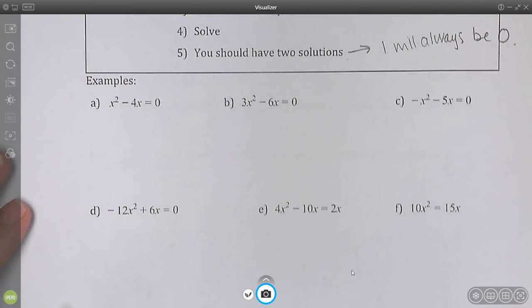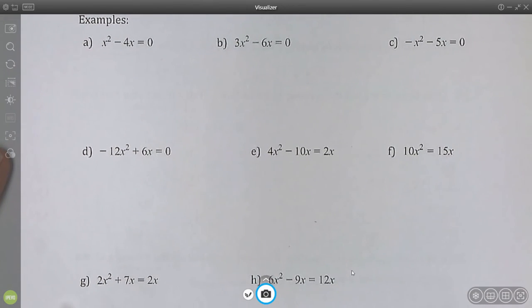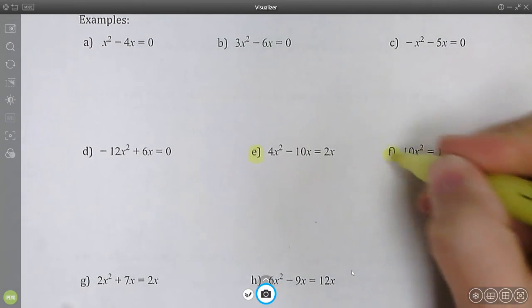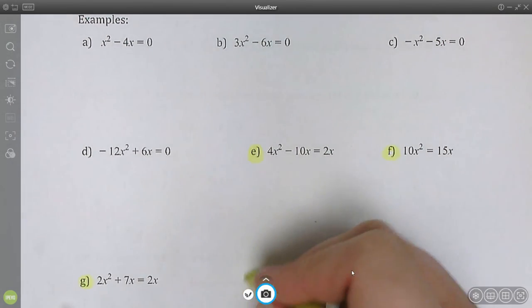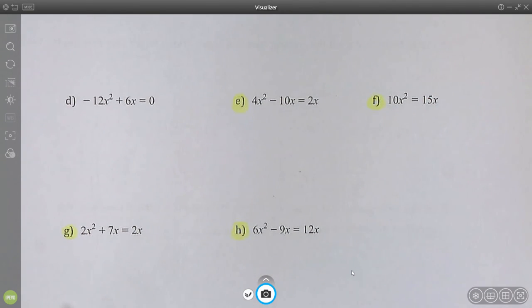Okay, so you have these 8 problems to do for homework. I'm just going to put a little mark by the ones that you have to set equal to 0 first. So make sure that E, F, G, and H, make sure all 4 of those you set equal to 0 first before you actually try to solve.